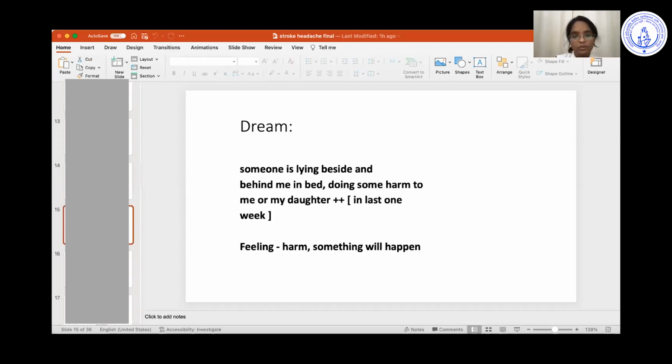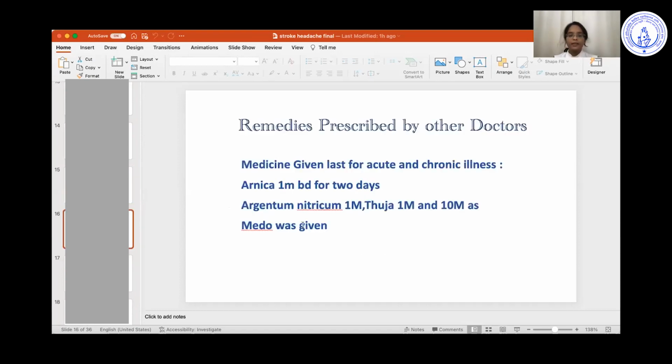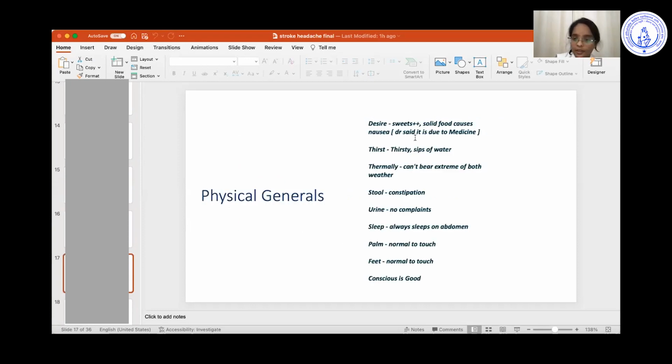Okay, so dreams also, you can see many dreams, etc. And you can see the list of remedies which were already prescribed. More than this was already prescribed, but I could write the important ones, which have these indications. And generals: he was liking, desire for sweet, thirsty, and thermally he was very hot.